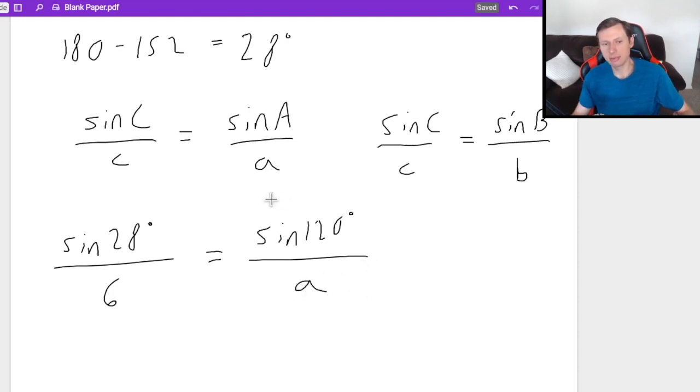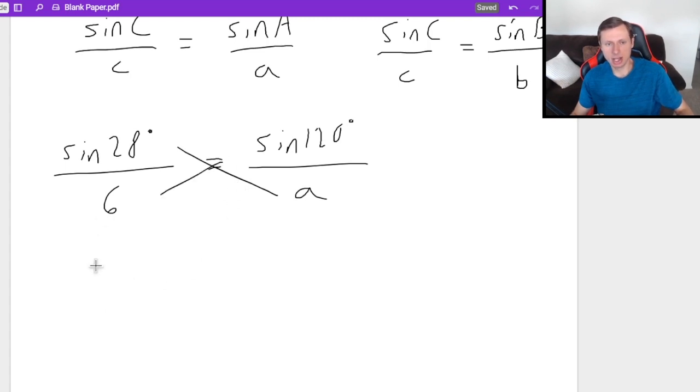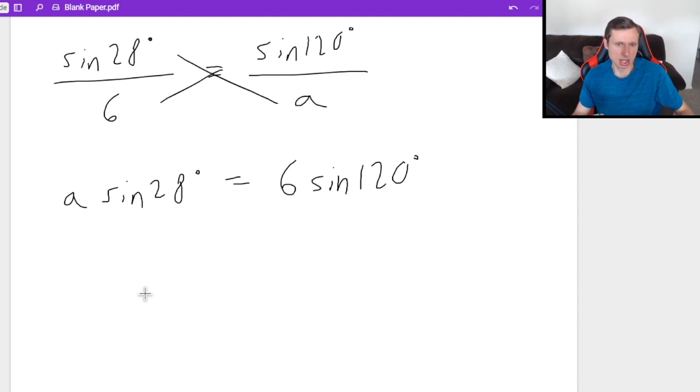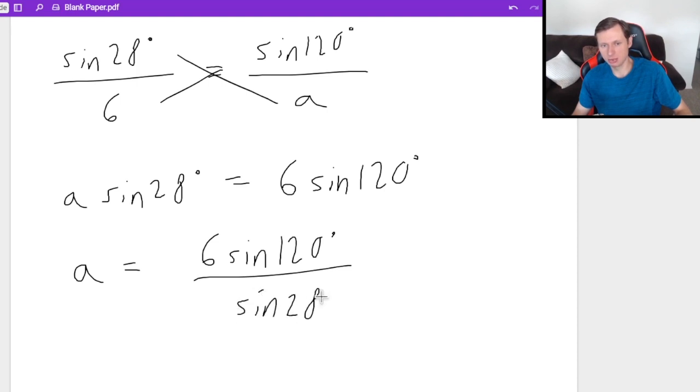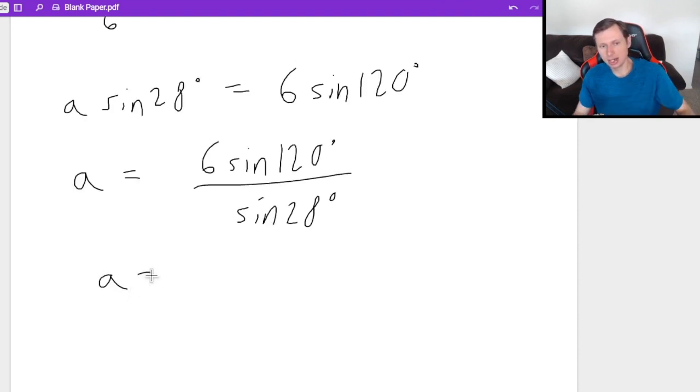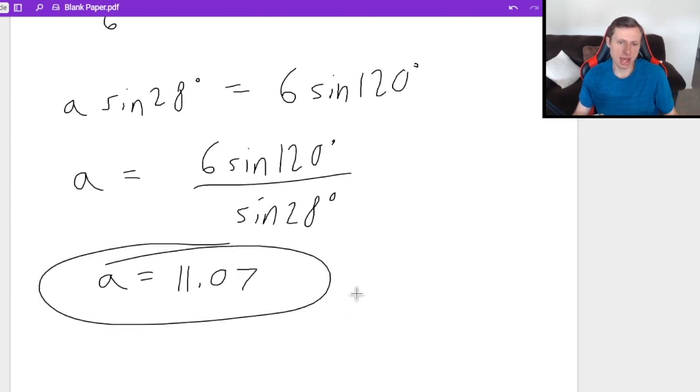So to solve this now, I'm going to cross multiply, and on the left I'll have A times the sine of 28 degrees equals, on the right I have 6 sine of 120 degrees. So if I want to solve for A, I just have to divide both sides by the sine of 28 degrees. I'm going to plug this in my calculator now, and we'll be able to get this in one simple step. And I got an answer of 11.07. So there's side length A, one of my missing sides, and now I just need to find B.